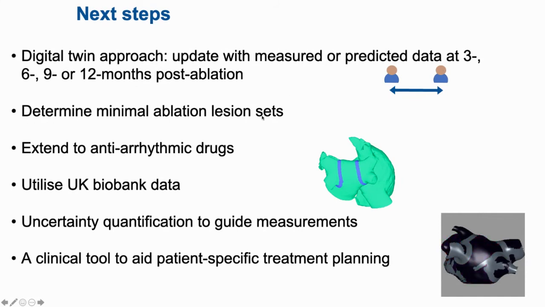We'd like to be able to say what's the minimal ablation lesion that you need. So perhaps combining this with a network theory type approach to find what lesions to use, to extend to antiarrhythmic drugs. We like to use UK Biobank data. These are obviously lots of different areas, but just areas to go into. Perhaps more uncertainty quantification to say where we should take more measurements, and ultimately a clinical tool.